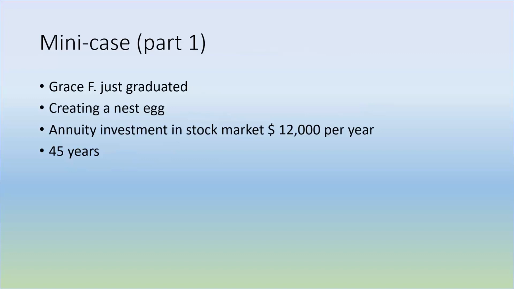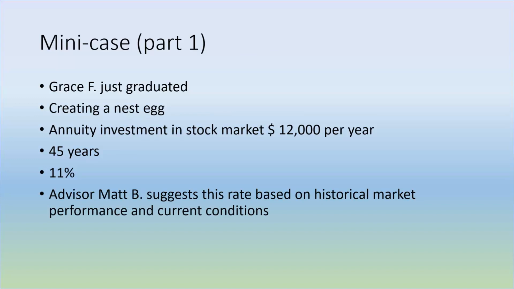So she goes to her financial advisor, Mr. Matt B, who suggests to her that 11% is the going rate of return on stock markets. What he says is, don't ignore the little fluctuations that take it down or take it up. On average, the stock market has increased every year by 11% historically. And looking at the current conditions, because the markets have come down slightly, we can invest for 11% returns for 45 years. That's the advice of Matt B to Grace F.